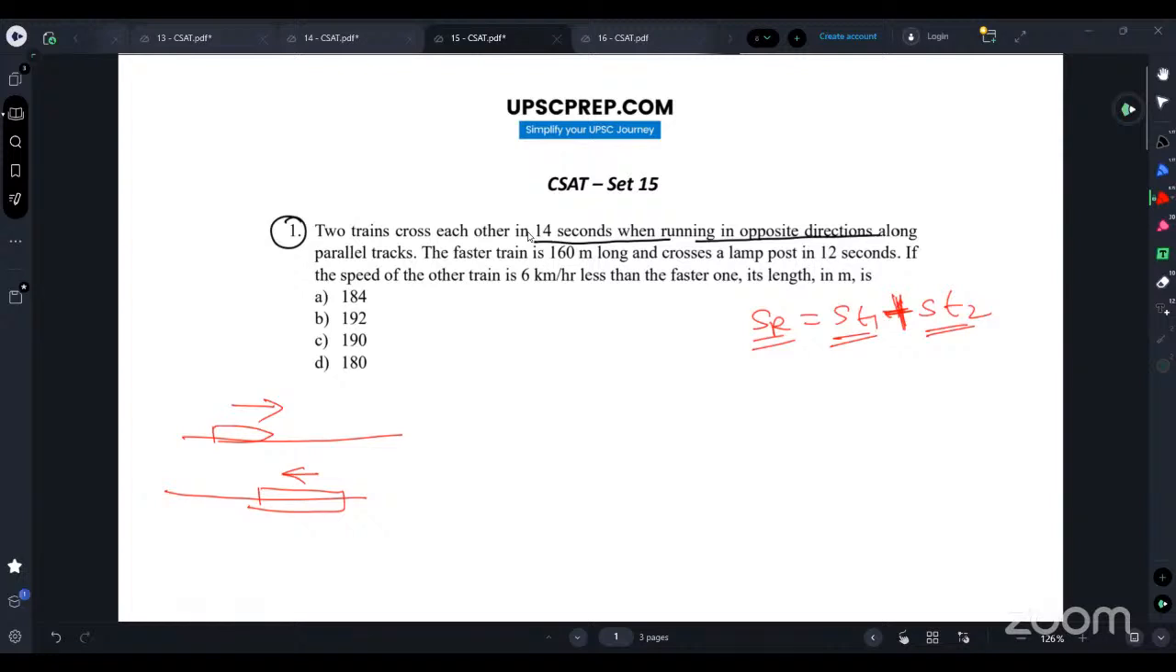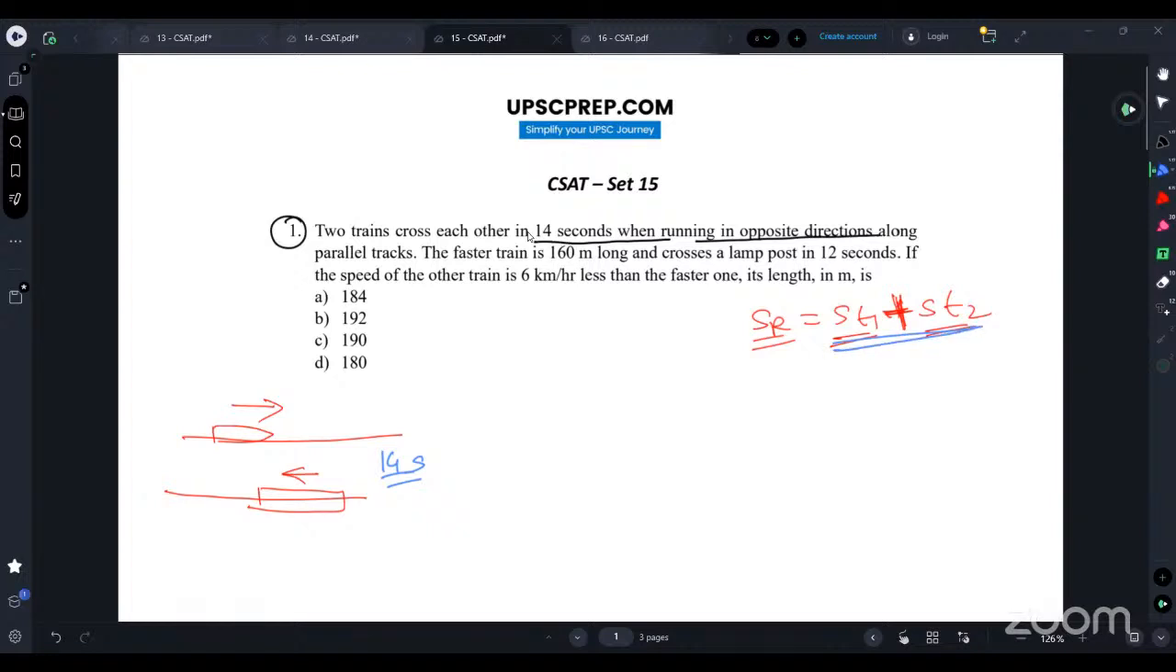Now, basically when two trains are crossing, they are taking 14 seconds to cross each other, right? As you know, guys, when you are traveling in a train and another train is coming in the opposite direction, the time required to cross each other is very less compared to trains which are running in the same direction, right? You might have already experienced this, right? So you have to add the speeds because the time will be less in that case.